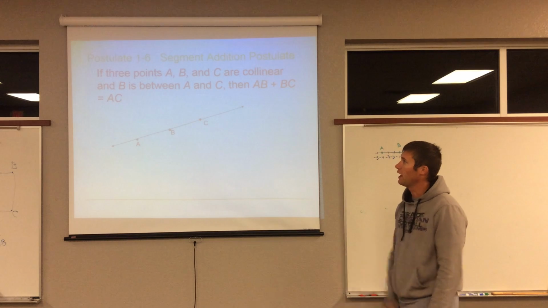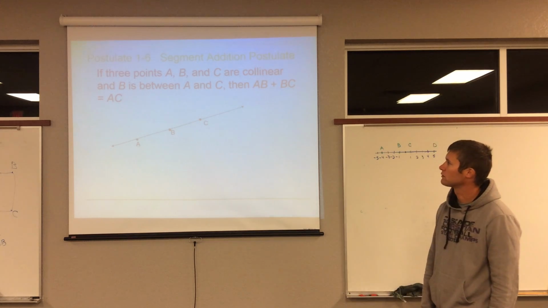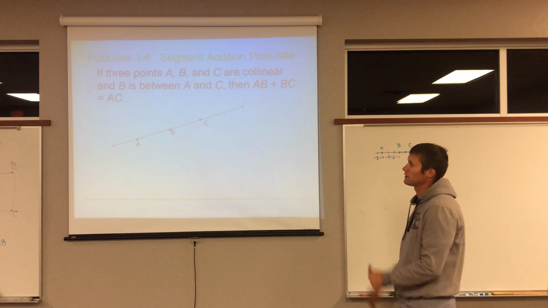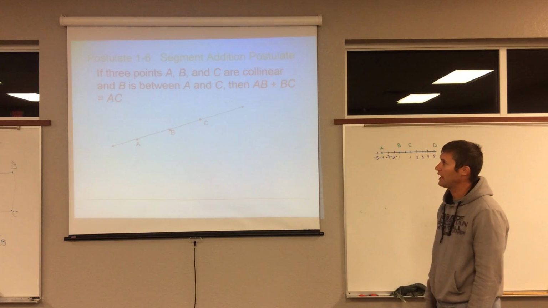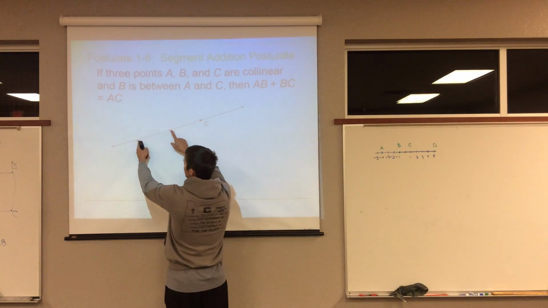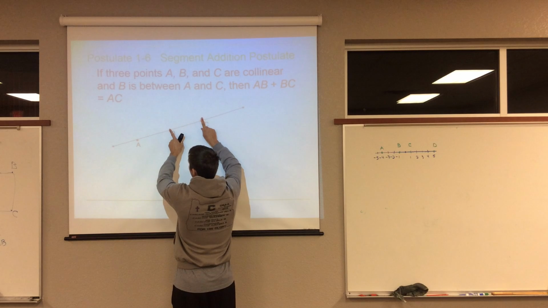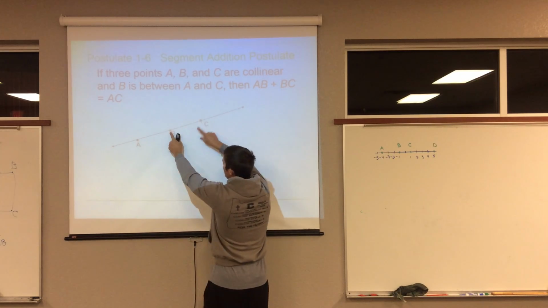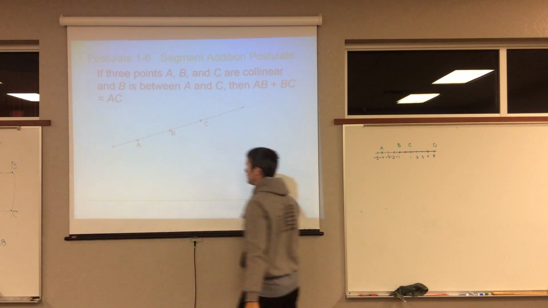So, we look at 3 points. If 3 points, A, B, and C are collinear, they're on the same line, and B is between A and C, then the distance between A and B plus the distance between B and C is the same as the distance from A to C. So if I added AB and BC, I would get the whole distance.